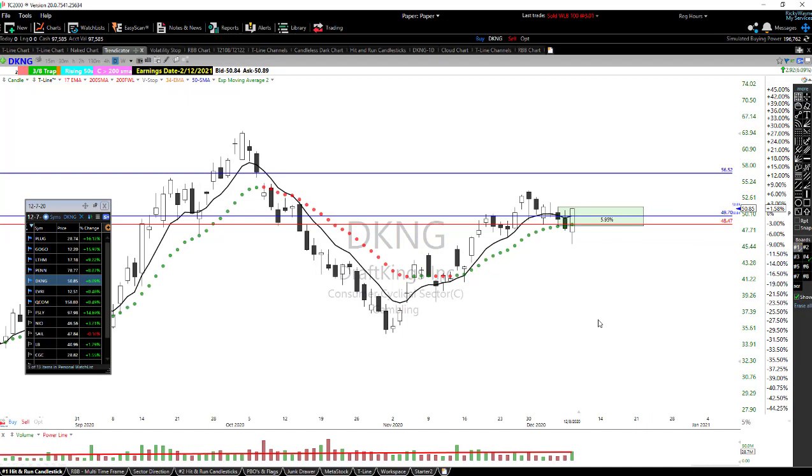So again, the buy box is just a way for me to draw my eyes to that area. That's all it is. And Reggie, please, let's make sure you've got that nailed down. That is something that I think is super basic, super easy, and extremely helpful for somebody looking at charts.